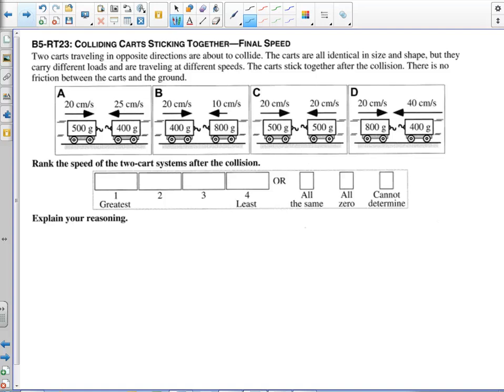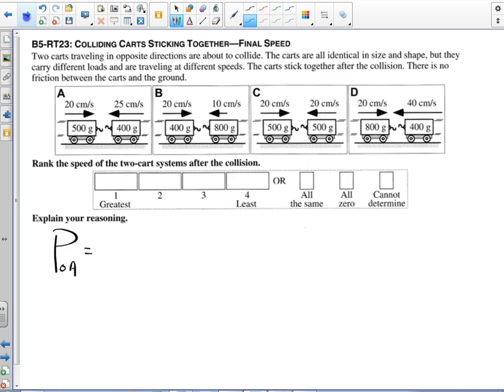So some collision practice here. Not two-dimensional yet, but the carts collide. They're the same size and shape, but they have different loads, traveling at different speeds. So we want the speed of the two-cart system. First thing we need to do is find all of their initial momenta. So, for example, what's the initial momentum for A? Because that's going to have to be equal to the final momentum.